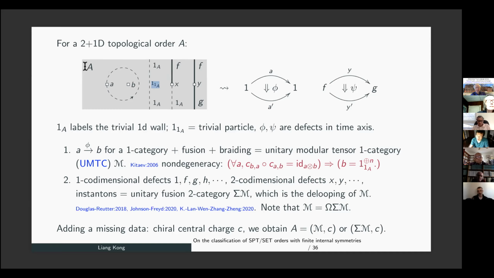You fold A along the dashed line here, okay? You just fold like this. Then you create a gap boundary. That gap boundary is precisely a trivial domain wall between A and A.